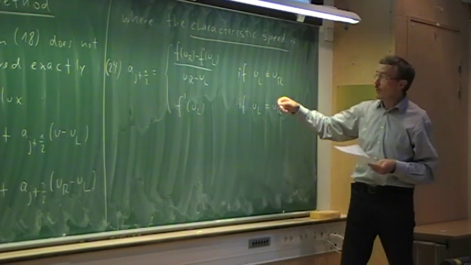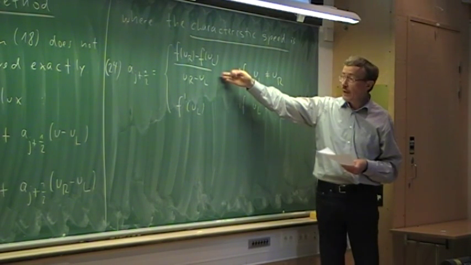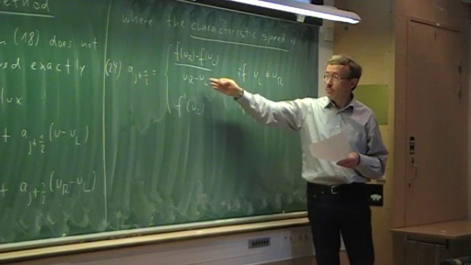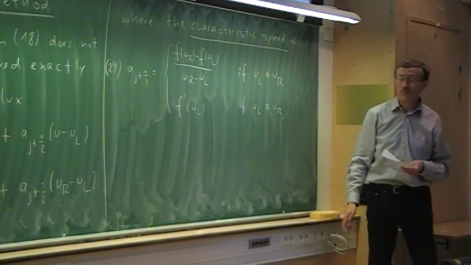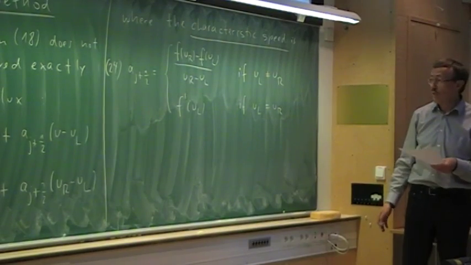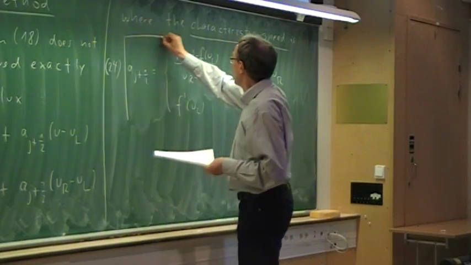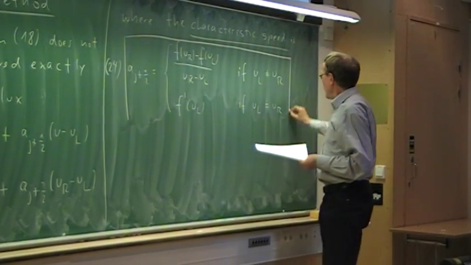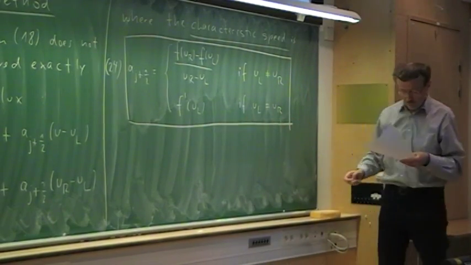So again, when we want to know what is happening when UR is equal to UL, we take the limit UR towards UL, and then we see we get the differential. We get the derivative of F with respect to U. So that determines the characteristic speed at the phase j plus 1/2 for the upwind method.